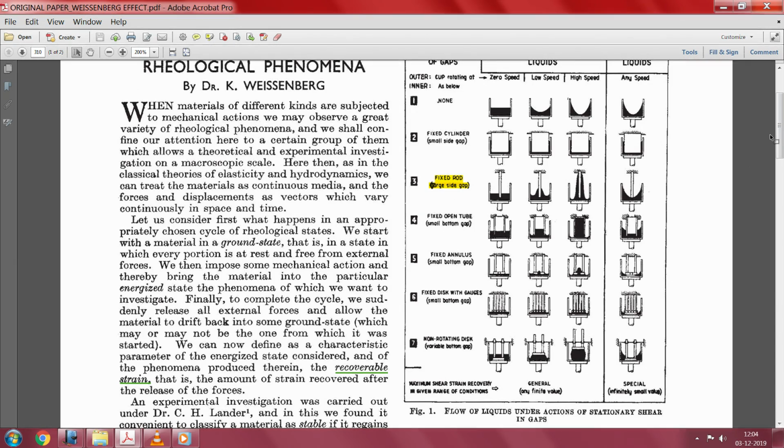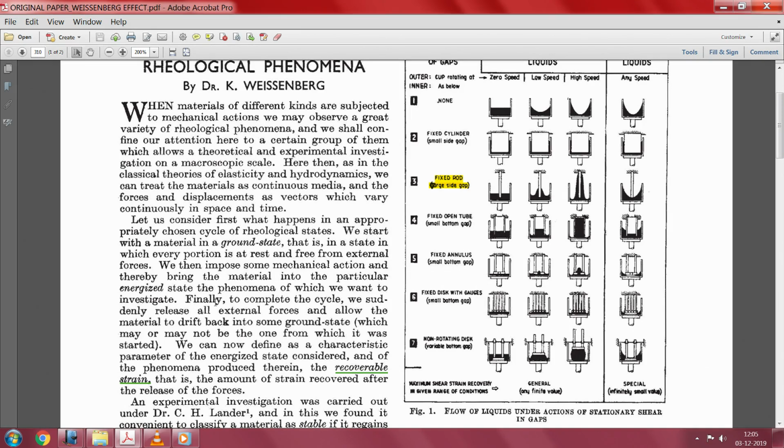So, we started our experiment also from the ground state, where there was no externally imposed force on the system. And then we saw that the rod climbing effect happens once the system is removed from the ground state, when we impose some mechanical action. He also goes on to say we then impose some mechanical action and thereby bring the material into a particular energized state, the phenomena of which we want to investigate, right.